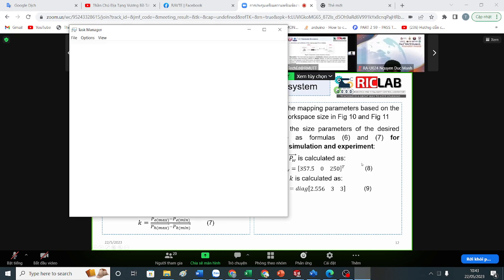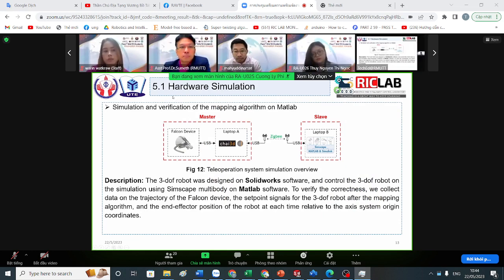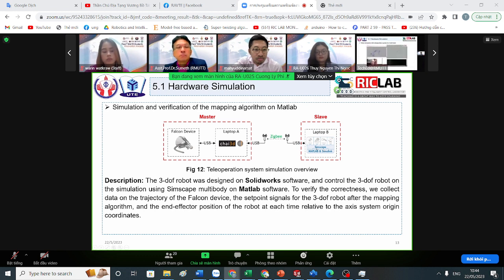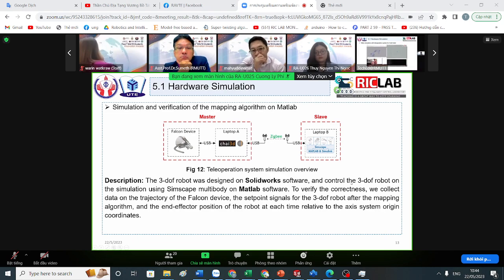Next, the hardware simulation. In the hardware simulation, we have a master and a slave, 2 laptops. The 3DOF robot was designed in SolidWorks software and controlled in simulation using Simscape Multibody on the MATLAB software. To verify correctness, we collect data on the trajectory of the function device, the set point signal of the 3DOF robot after the mapping algorithm, and the end effector position of the robot at each time in the XYZ coordinates. In the simulation video in Simulink, you can see the user controlling the function device with a motion trajectory up, down, left, right.